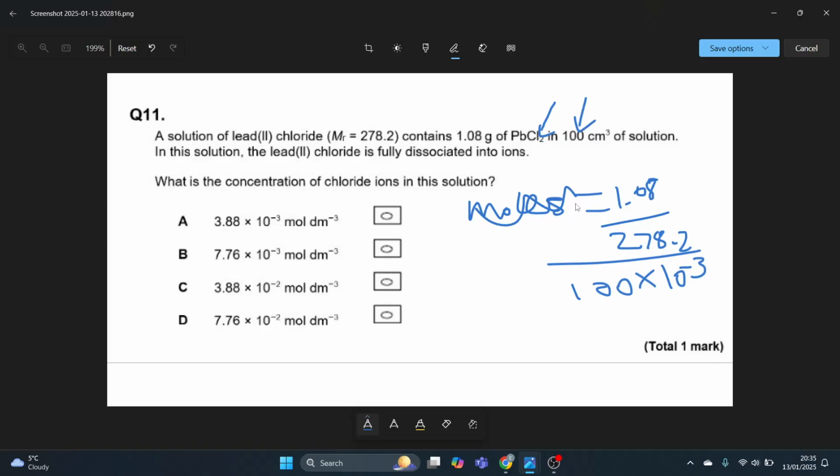Okay, so I get moles is mass over mR, and then I do my moles divided by the volume, and then times it by 2. 7.76 times 10 to the power minus 2.